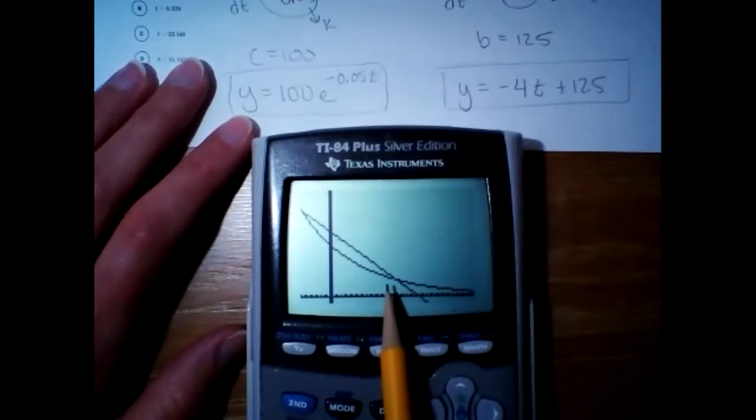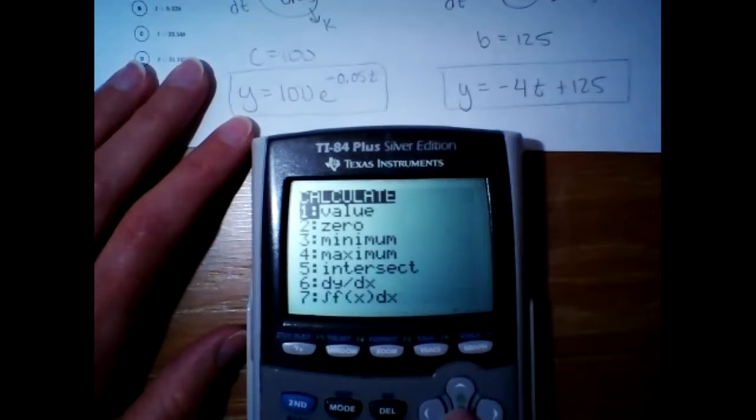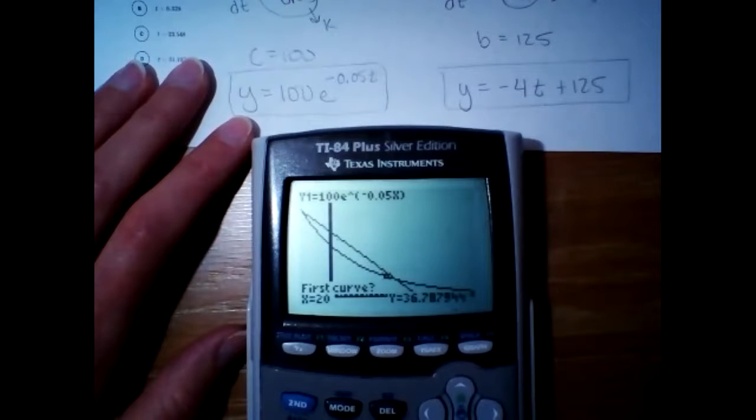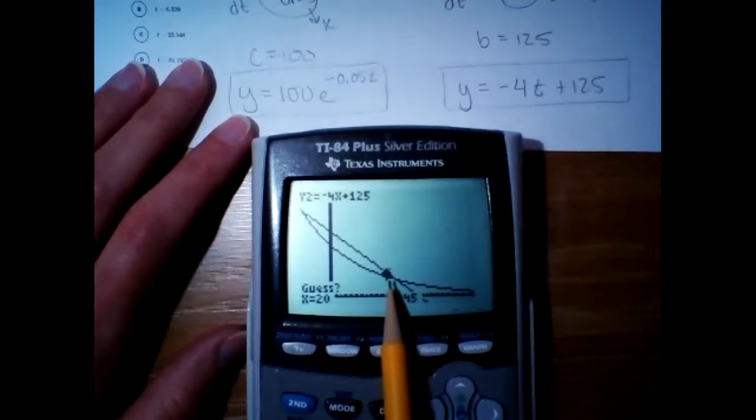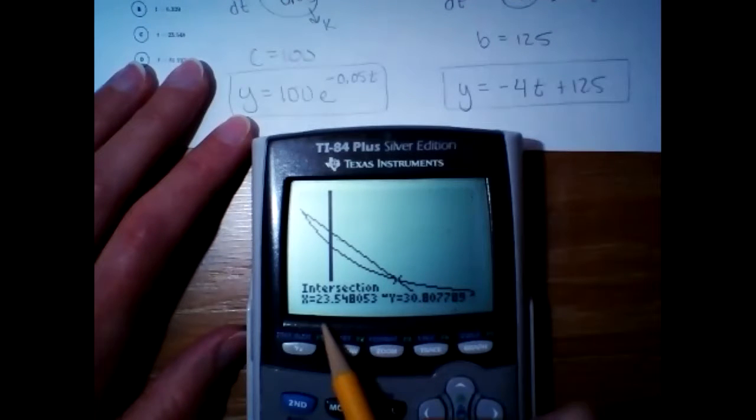All right, so there's our intersection and our calculator will tell it to us. We're going to go to calculate, which is second choice. Intersect. It's going to ask you first curve, second curve, guess. You pretty much just hit enter for all of those. Just on guess, make sure the cursor's closer to this one instead of that one. It's going to give you whichever one it's closer to. So hit enter for guess, and here's our answer, 23.548.